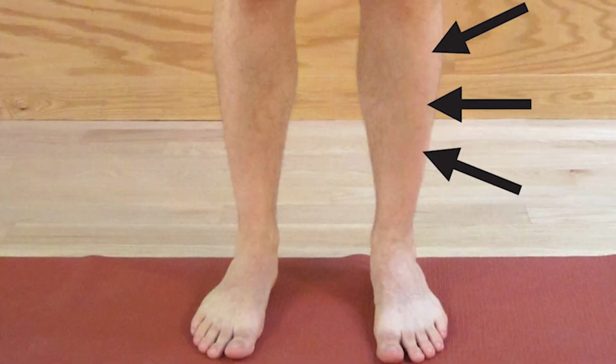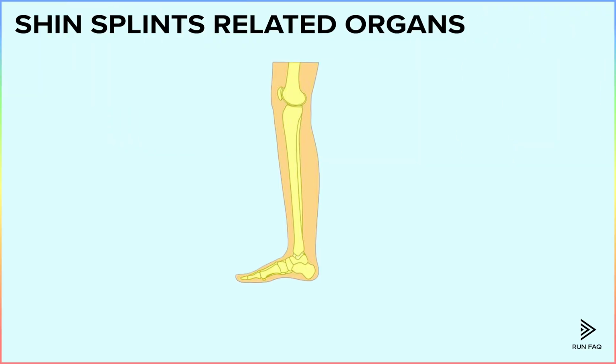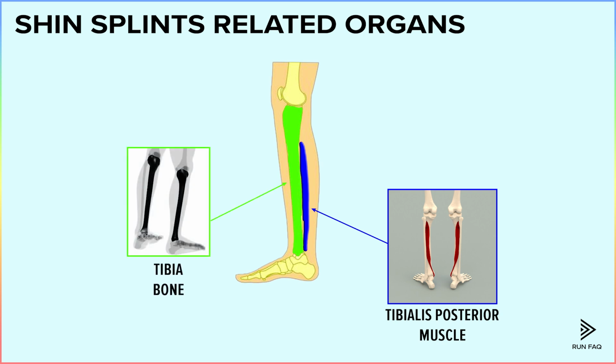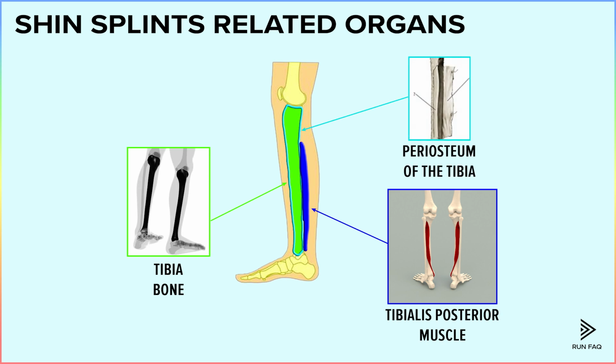Shin splints appear in this area. And the first thing we need to understand is that there are actually 3 different subtypes of this injury. In order to understand this, we need to name the organs which can be injured in this area. First is the tibialis posterior muscle. Second is the tibia bone. And third is the periosteum of the tibia.